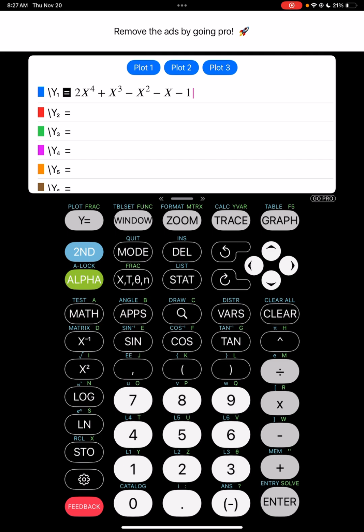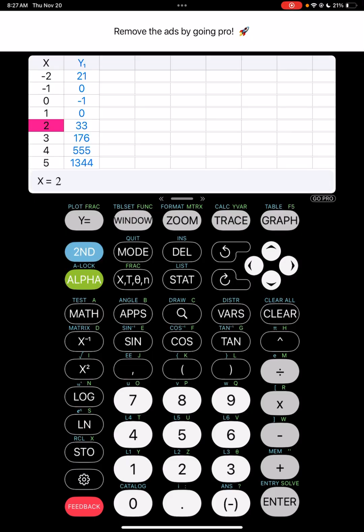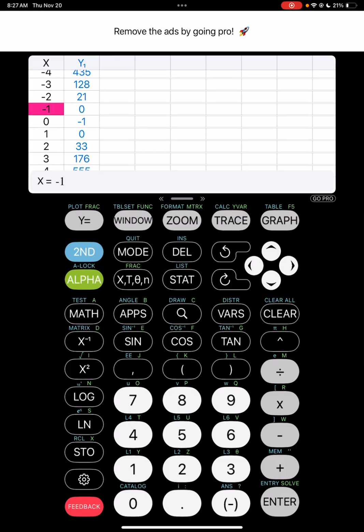So let's look at our graph. Okay, so here we notice that this only crosses the x-axis 2 times, but we have 4 solutions for x. So that must mean that 2 of our solutions are going to be imaginary. Let's look at our table to find the 2 real solutions for x. So second table. So it looks like my 2 real solutions for x here are -1 and +1.